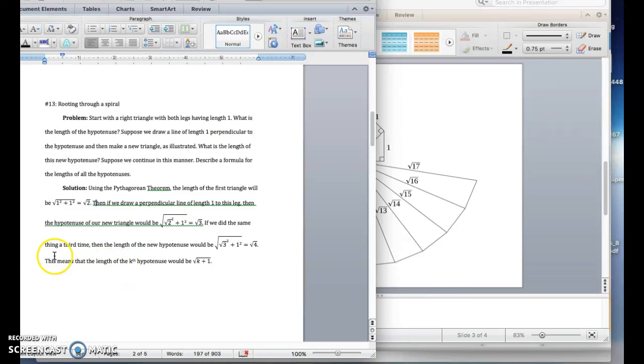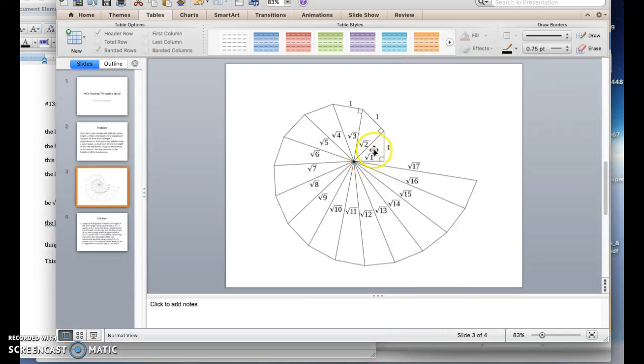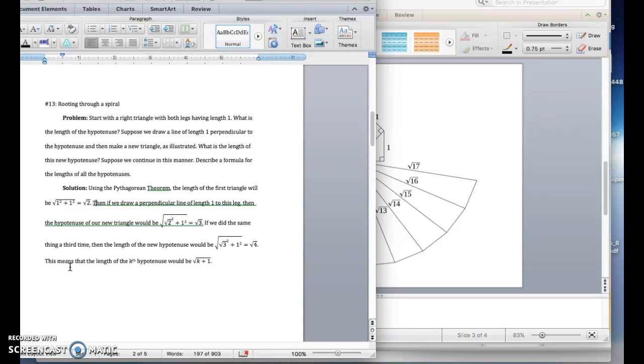And so what this basically meant to me is that the length of the kth hypotenuse that you make would have to be the square root of k plus 1. As you can see, the first one is square root 2, the second one is square root 3, the third one is square root 4. That means the kth one would be square root of k plus 1.